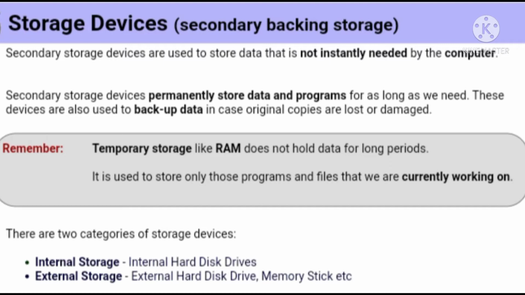Remember, temporary storage like RAM does not hold data for long periods. It is used to store only those programs and files that we are currently working on. There are two categories of storage devices. First, the internal storage or the internal hard disk drives. Second, the external storage or the external hard disk drive.